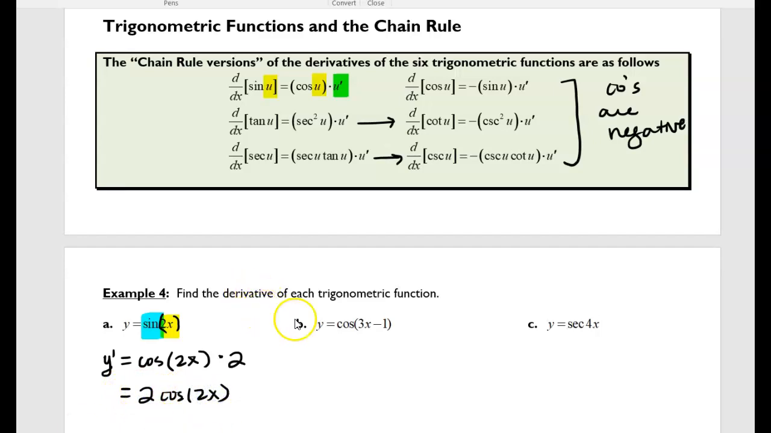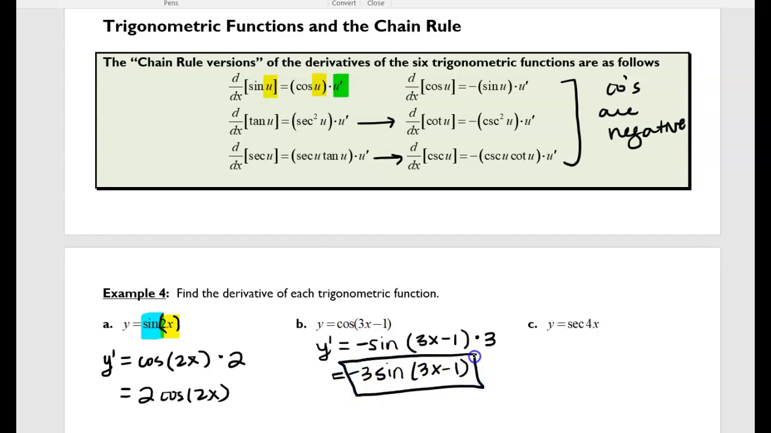It's the same idea for b. We have y equals cosine of 3x minus 1. It's a little easier to see my outside and my inside because there are already parentheses here. So for my derivative, y prime, I take the derivative of cosine, that's negative sine, of the inside, 3x minus 1, leave that alone, then times the derivative of the inside, which is 3. Again, I usually just rewrite that with the constant in front.